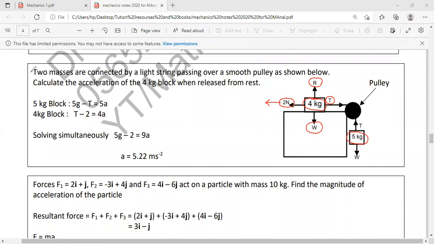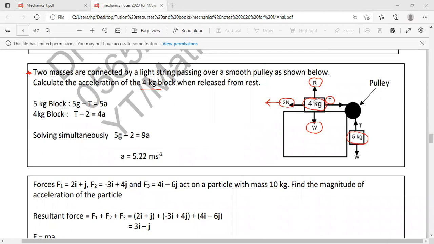दूसरी तरफ ये क्या कहता है क्वेश्चन पढ़ते हैं. Two masses are connected by a light string passing over a smooth pulley as shown below. Calculate the acceleration of the 4 kg block when released from rest. The mass of this one is 4 kg, the 5 kg block here in this one. 5g minus T is equal to 5a. For the 4 kg block, T minus 2 is equal to 4a. Two equations will be there at this side, right?